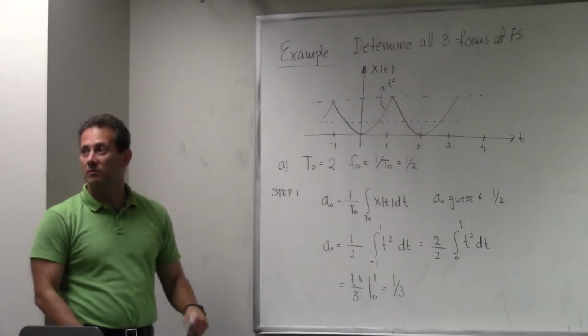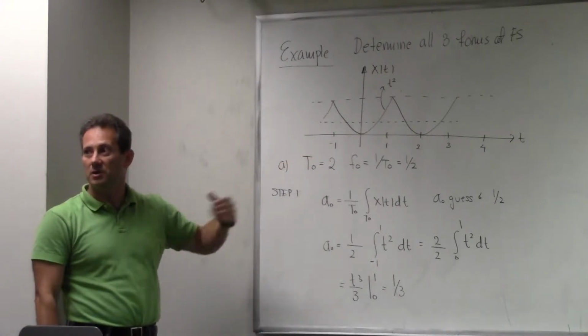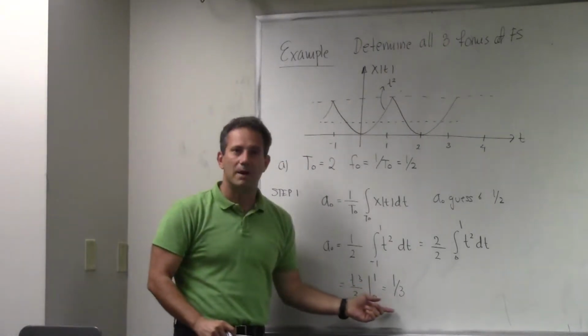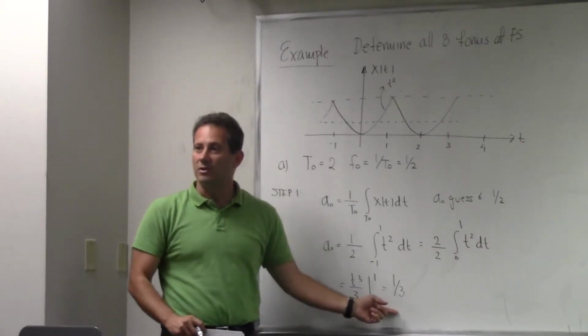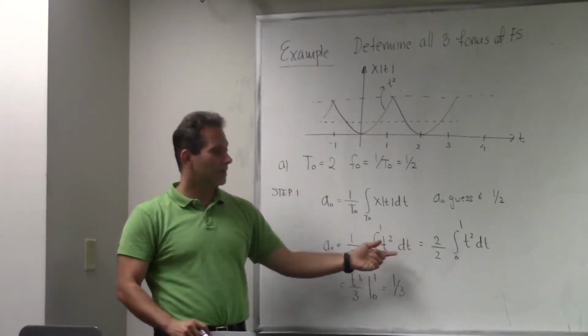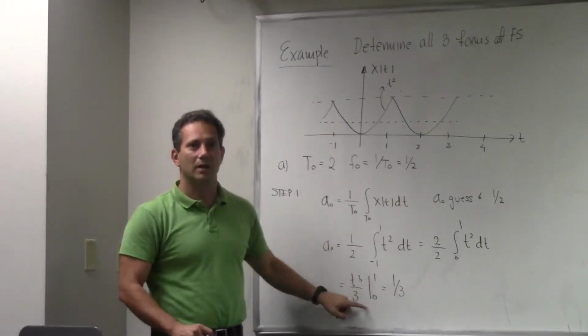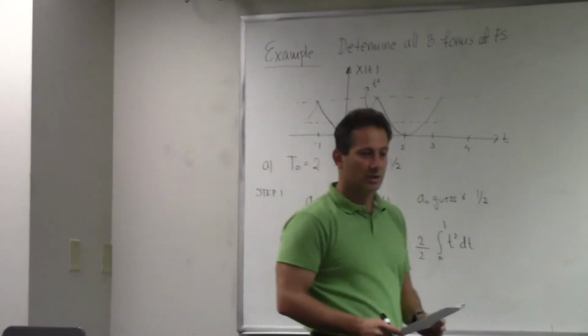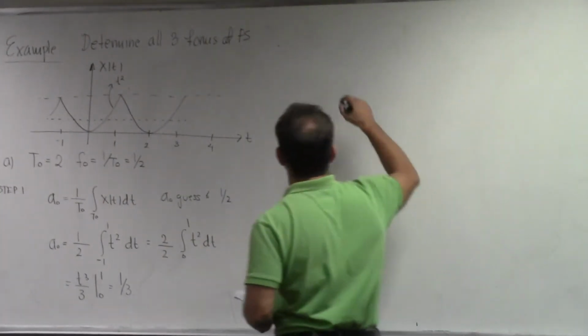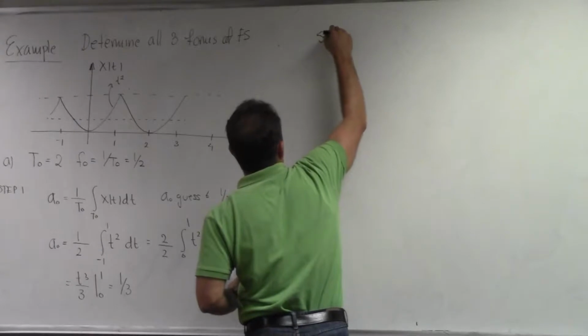Is anything wrong with your gut feeling of what it should be? No. So it's 1/3. But if I obtained here minus 2/3, you're going to say no way, and hopefully recalculate. So that's what I'm saying. Always guess before you calculate A0, because chances are your guess is going to be pretty good. Now, step 2, we calculate AN.